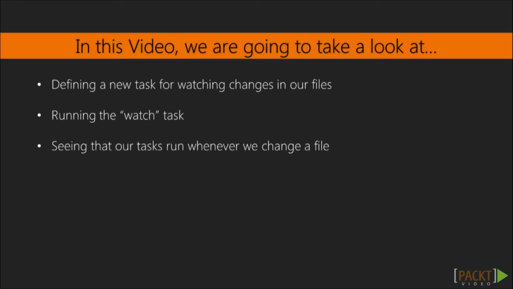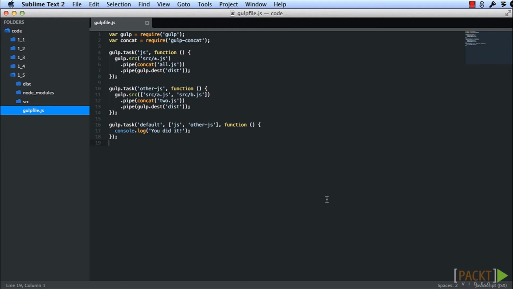While working on our website, it would be really annoying if we had to keep running our build process over and over again. Luckily, Gulp has our back. In our text editor, as you might guess, we're going to define a new task. Let's create a task called watch, and within it, we're going to use a new method called gulp.watch.